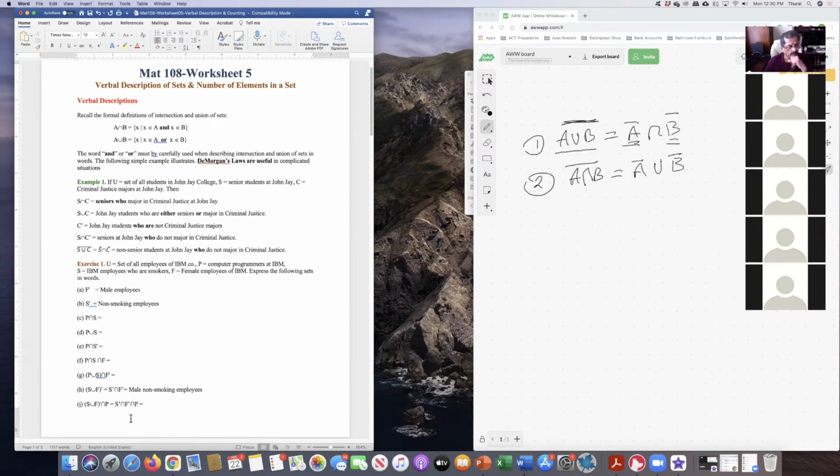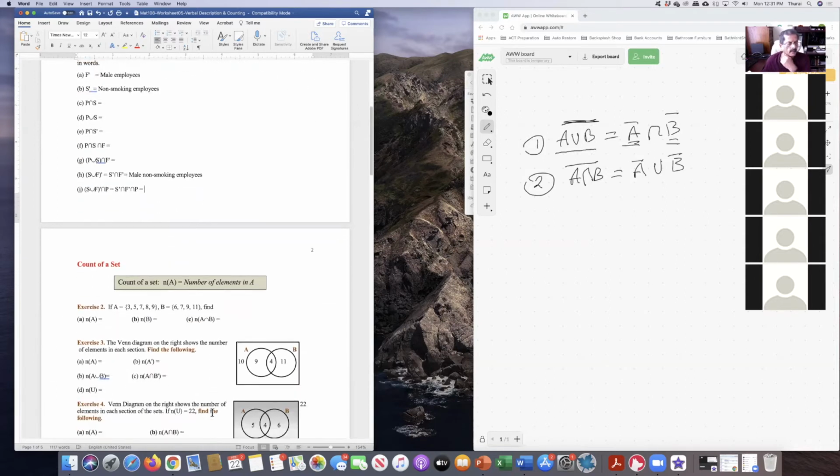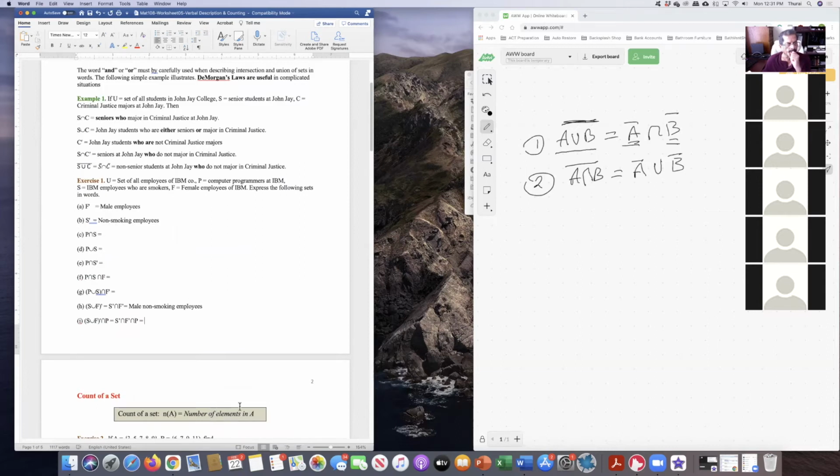So anybody? Male non-smoking employees that are computer programmers? Right, exactly. Male non-smoking programmers, or non-smoking male programmers. Those are different ways to say it. So the description can be different, more than one. Each one of you may have a slightly different way of describing it. Therefore, questions of this kind will be multiple choice on WebAssign, because they cannot accommodate all your variations in answers. So that's all we need on that verbal description.